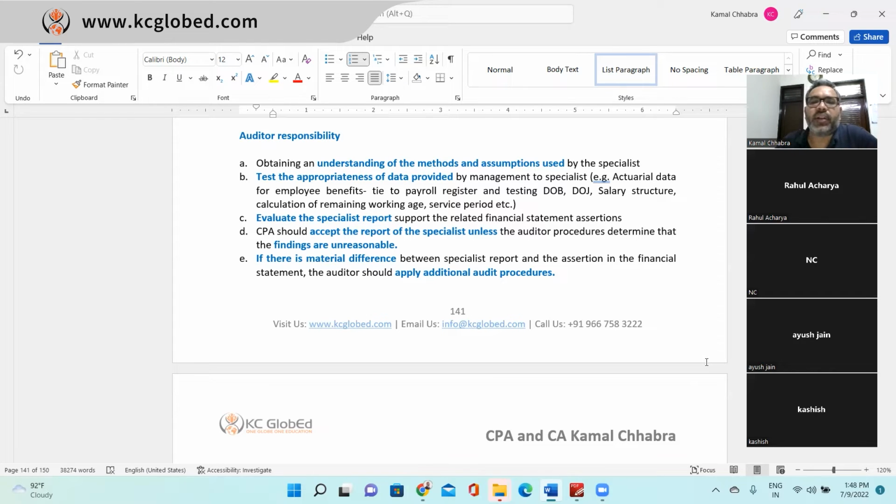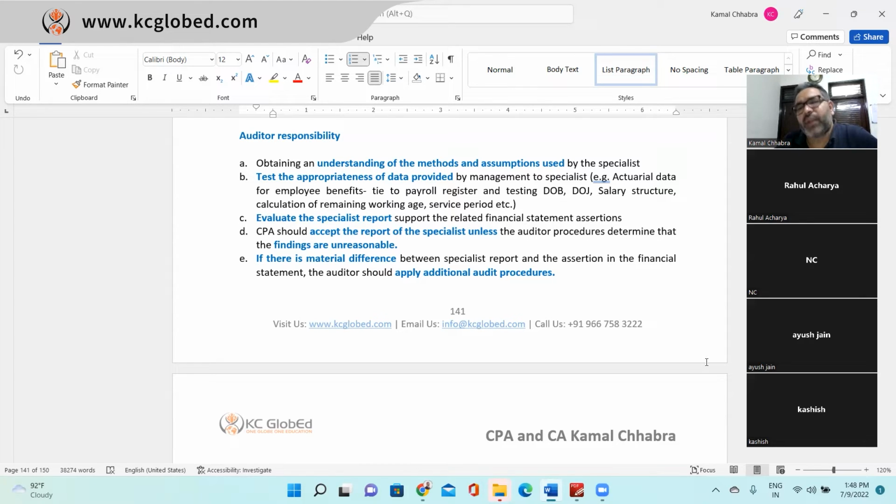Third is evaluate the specialist report for the related financial statement assertion. So here you need to evaluate the specialist report, for example, actuarial report, right? Fourth is CPA should accept the report of a specialist.